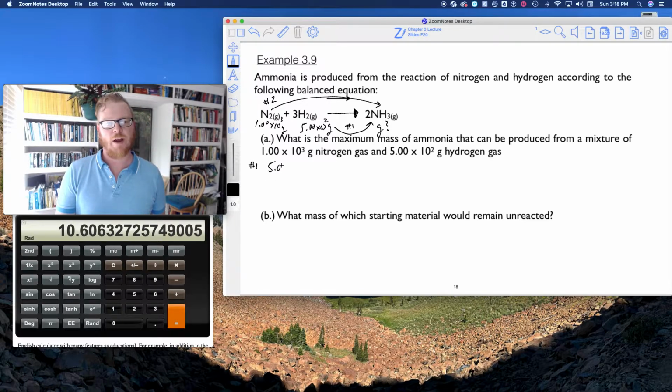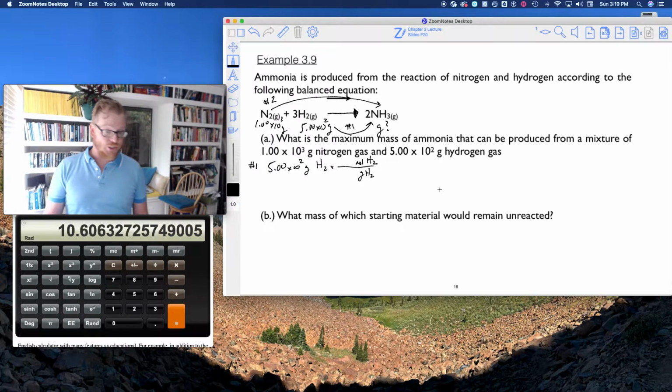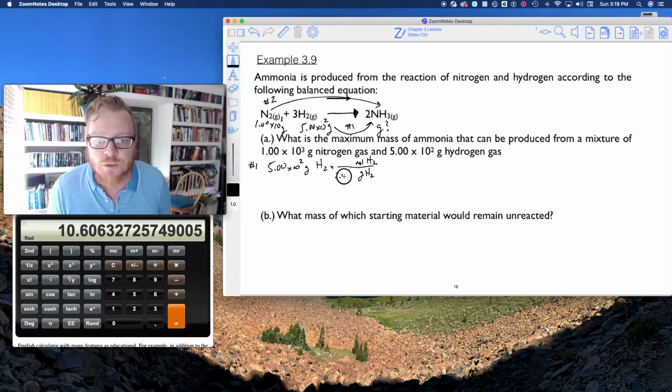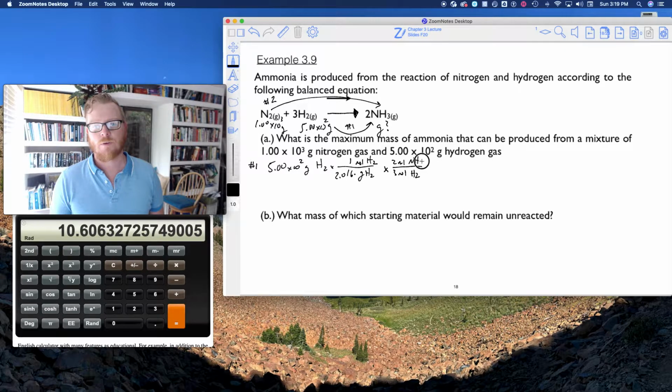Okay, so I can say 5.00 times 10 to the 2 grams of H2. And grams of H2, I need to convert that into moles of H2 because mole is how I compare things in a chemical reaction. And let's see here. The periodic table tells me it's 2.016 grams of hydrogen in 1 mole. Okay. So from this balanced reaction, it tells me 3 moles of hydrogen make 2 moles of ammonia. All right. So we'll say 3 moles of H2 makes 2 moles of NH3.